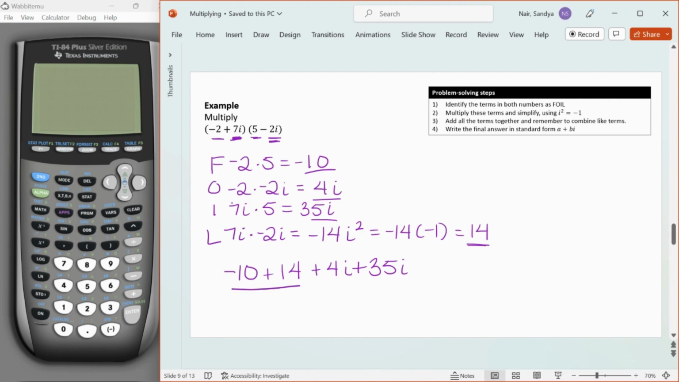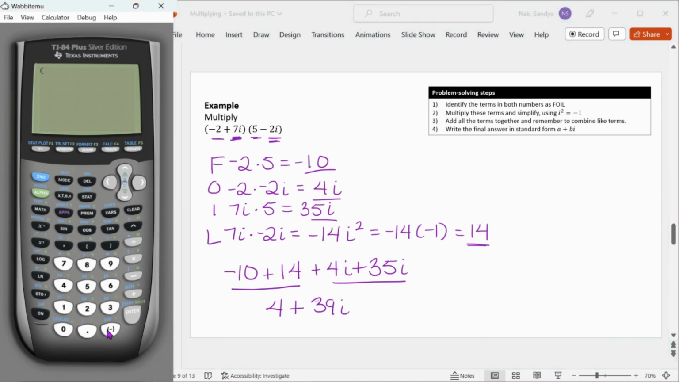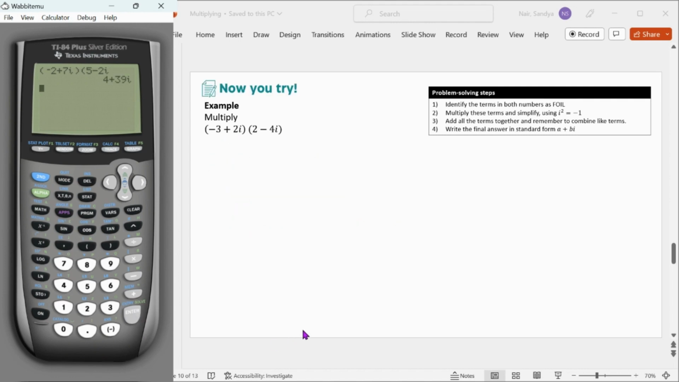So negative 10 plus 14 is going to give me positive 4, and then I have plus 4i plus 35i, which is 39i. Remember, you can always use your calculator to multiply also, right? We can do negative 2 plus 7i, and then times 5 minus 2i, and when we hit enter, that gives us 4 plus 39i. So now you can go ahead and pause the video and try doing this example on your own.